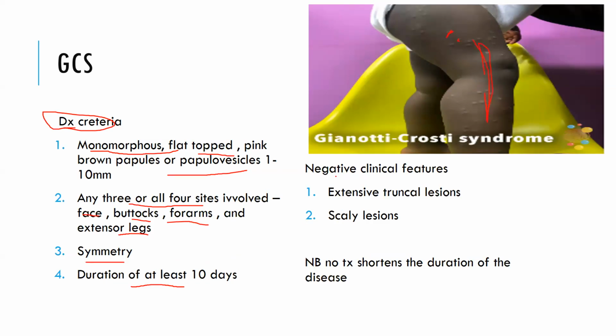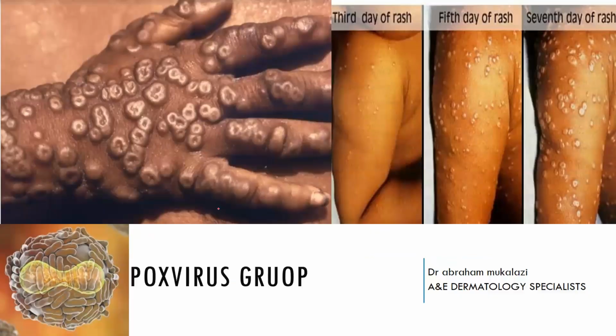Now, the negative clinical features that argue against Gianotti-Crosti include extensive truncal lesions and also cyclical lesions; this one is usually a negative. And luckily enough, it being a viral exanthem, there's no treatment that seems to shorten the duration of the disease. So when you see these patients, you manage symptomatically. If there's some mild itch, or a superimposed bacterial infection, you address those, and the child will be okay in a few weeks. So we go to the next group, the one we call the pox viruses.